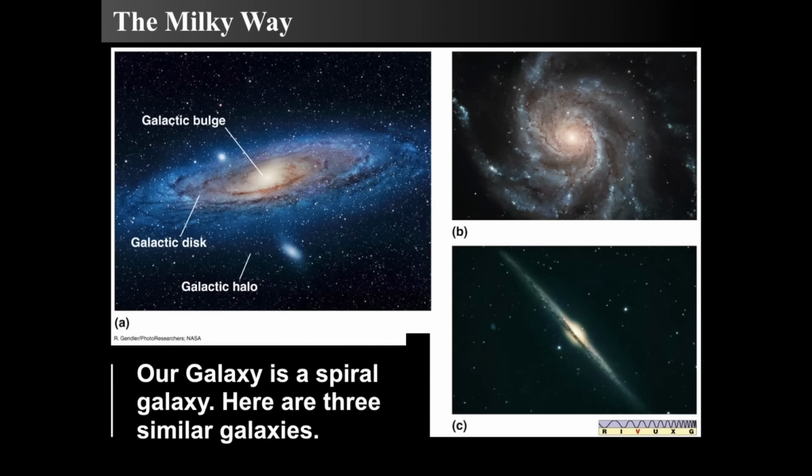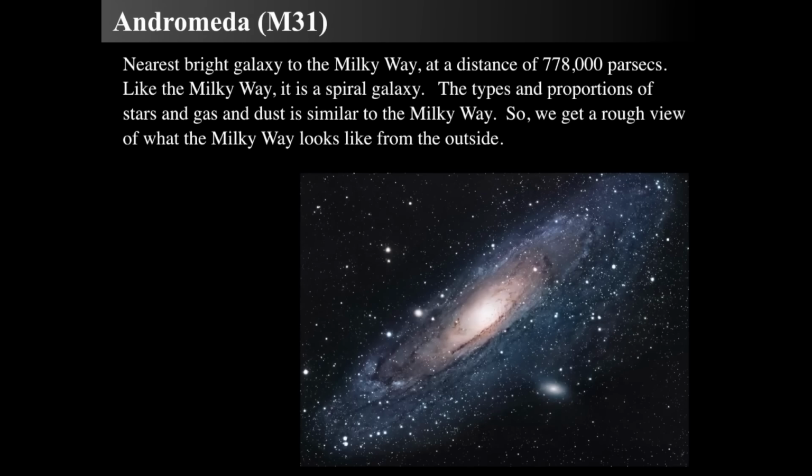All right, so our Milky Way is just one of many spiral galaxies. We see on the upper left the Andromeda galaxy with a galactic bulge. There's a disk and a halo surrounding it. We see M101, the Pinwheel, and we see another galaxy, probably NGC 891. And these are the typical types of spiral galaxies, and the Milky Way is one of them.